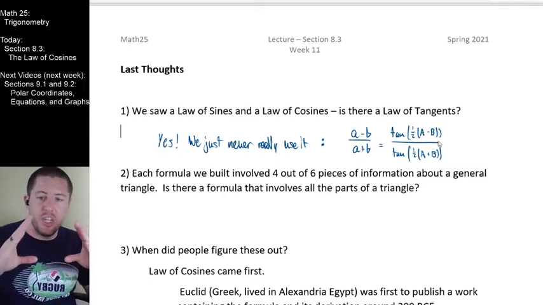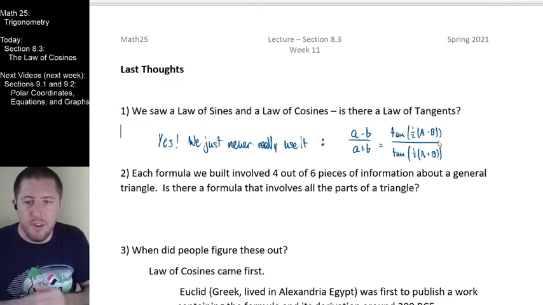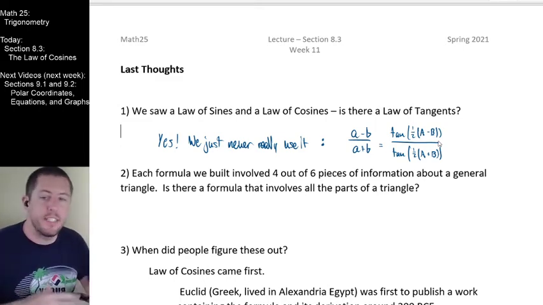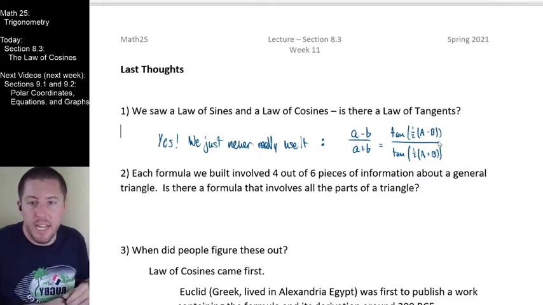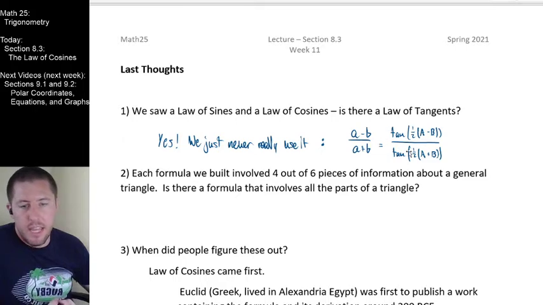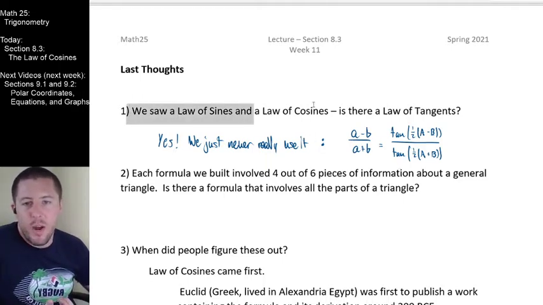We said write a generic non-right triangle, drop a vertical line to create two right triangles, relate some quantities with sine, relate some quantities with cosine. That's what we did to get our answers for our last two sections. A similar thing happens with the tangents, but it's a lot harder to do the math associated with this formula. It's a very natural question: if we see law of sines and law of cosines, is there a law of tangents?